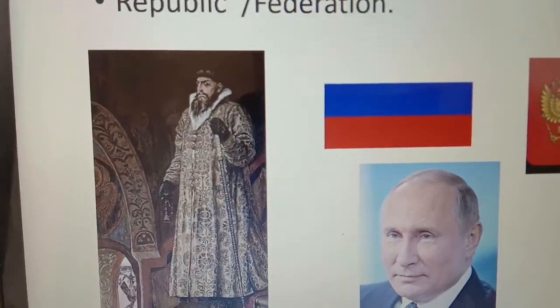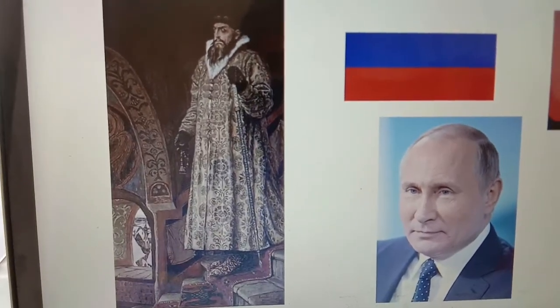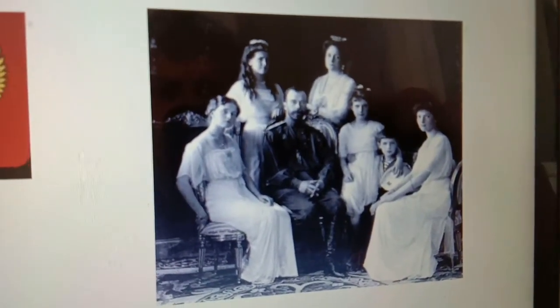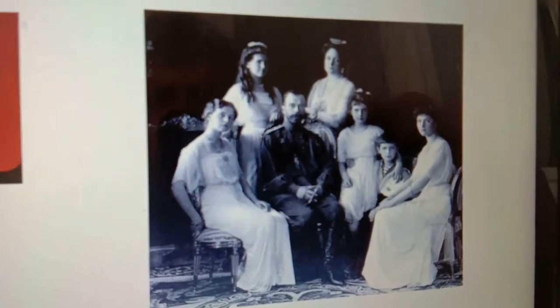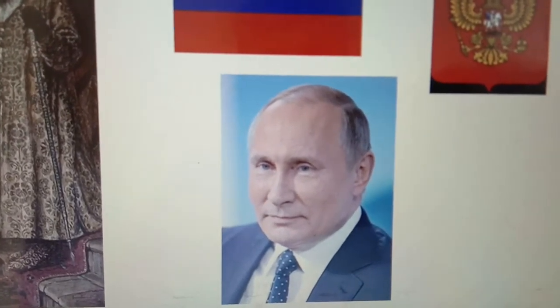So the leaders of Russia were called Tsars. Tsar Ivan the Terrible. And then this is Tsar Nicholas, the Romanov family. He was the last Tsar. They were killed by the communist Bolsheviks. And now they have a president. This is President Putin. So it's not passed from father to son anymore. It's just by election in Russia.